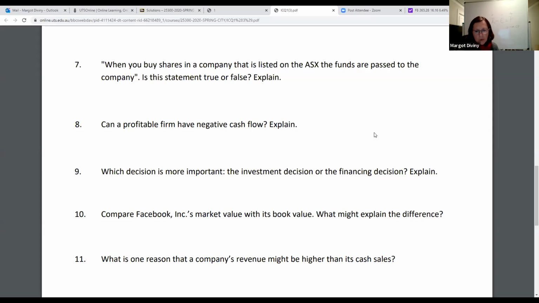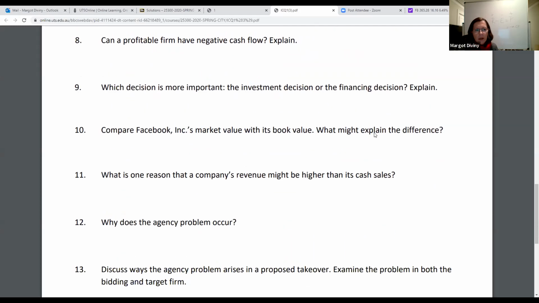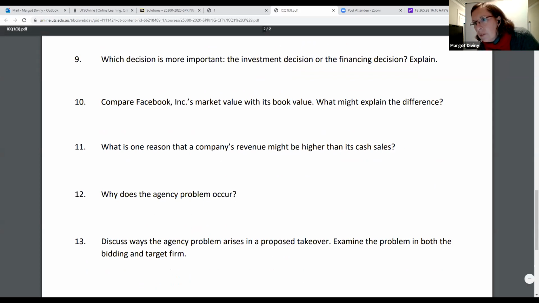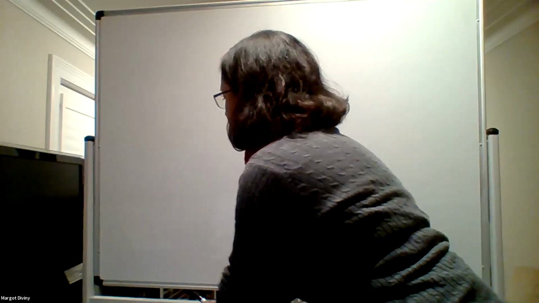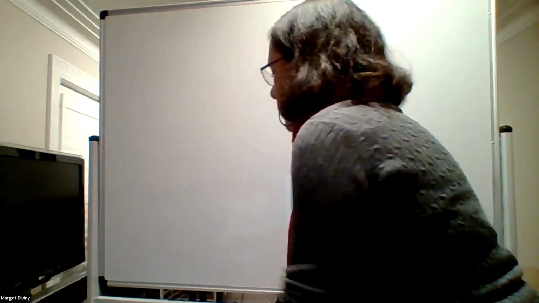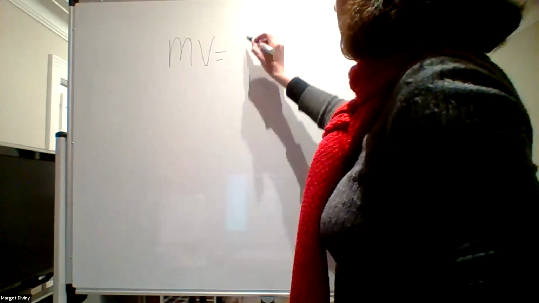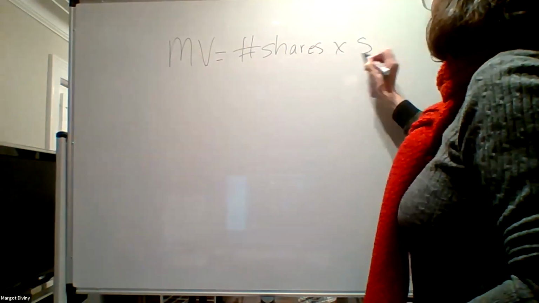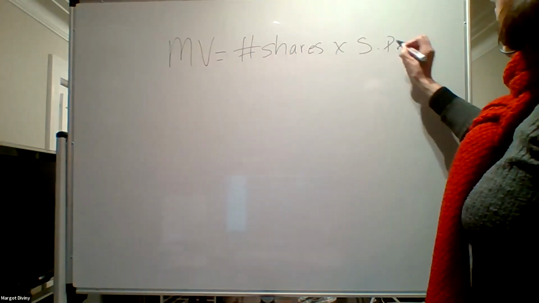Then we've only got a few more questions to go. So question 10 is saying, compare Facebook's market value with its book value. Now, before I ask you to answer the question, just to give you a bit of background on what that actually means, I'll just stop sharing for a second so you can actually see the board. All right. So market value just means the number of shares in a company times their share price.